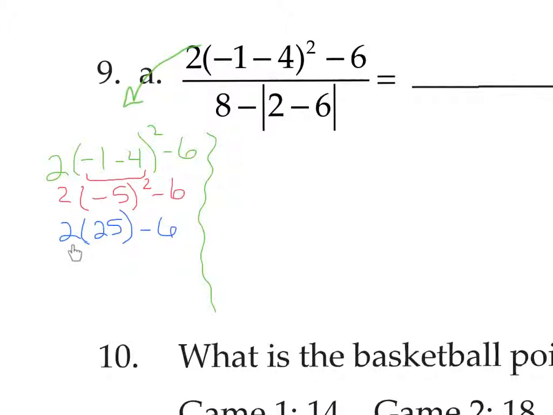This is multiply because it was right next to the parentheses. So 2 times 25 is 50. 50 minus 6 is 44. So it looks like the numerator turns out to be 44.